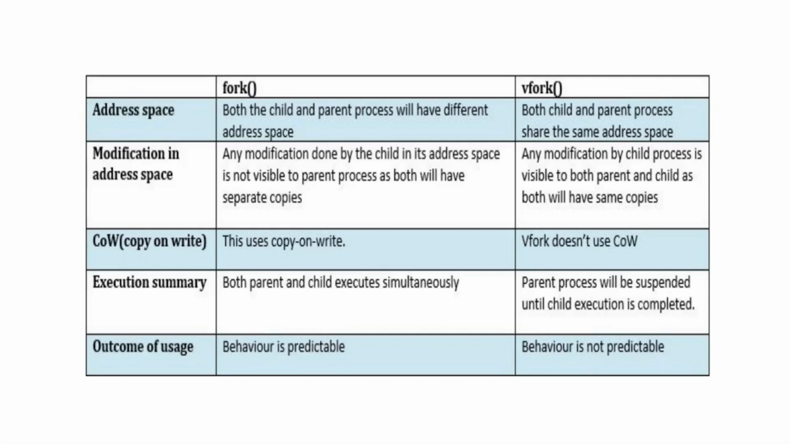Execution summary: under the fork both the parent and child execute simultaneously, and in vfork the parent process will be suspended until the child execution is completed. Once the child completes the execution, the parent starts executing its own task. Outcome of usage: under the fork the behavior is predictable, and in vfork the behavior is not predictable. These are the differences between the fork and vfork.